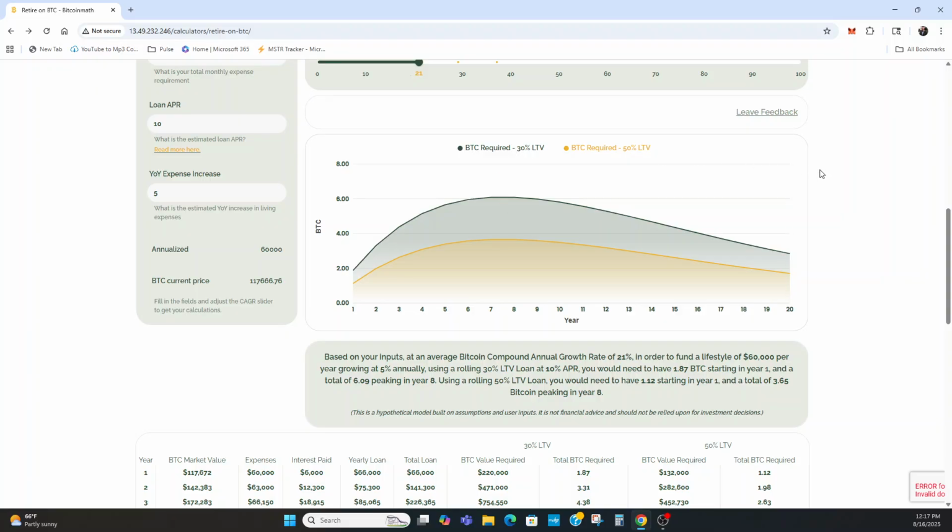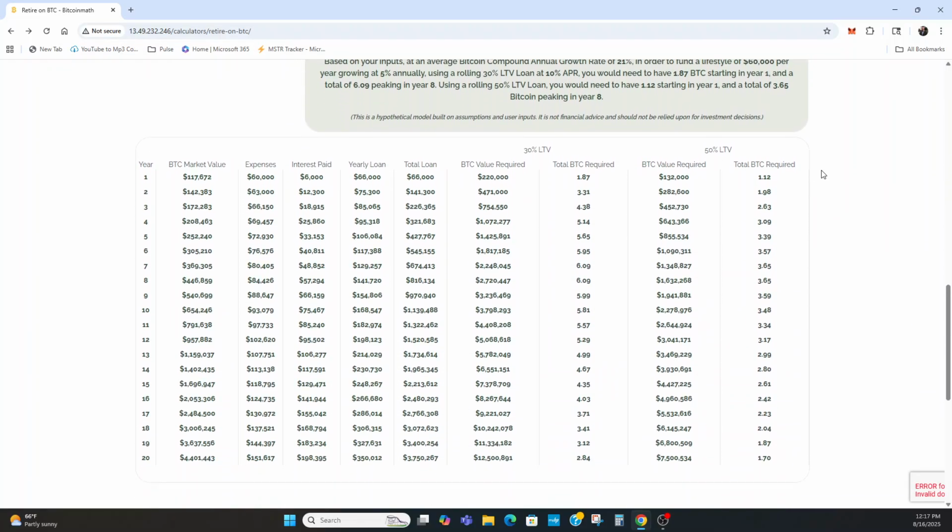Now, down below here, you're also going to see a table that shows all the data points. We're going to start in year one. In year one, the Bitcoin value is what it is right now. Our annual expenses are, as we've keyed in, $60,000. And at 10%, we're going to pay $6,000 in interest.